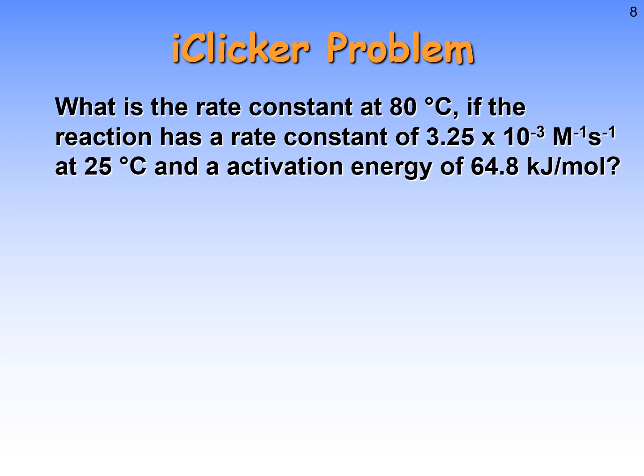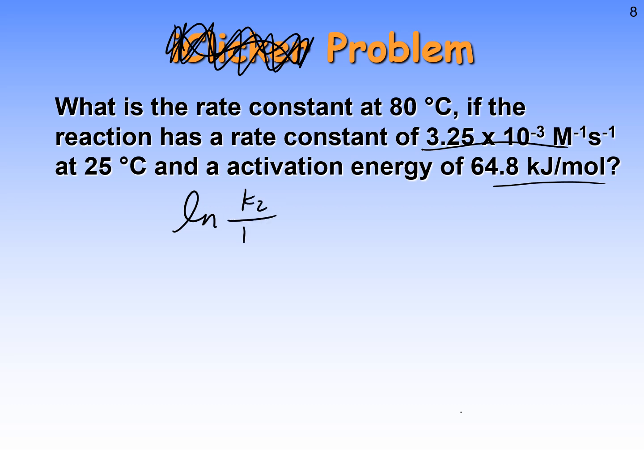So let's do one more example problem. This is an iClicker problem, but again, we're not doing iClickers now that we're fully online. What is the rate constant at 80 degrees Celsius if the reaction has a rate constant at 25 degrees Celsius of this, and an activation energy of this? So again, we're using that same equation, right? ln of K2 over K1 is equal to EA over R times 1 over T1 minus 1 over T2. Right?